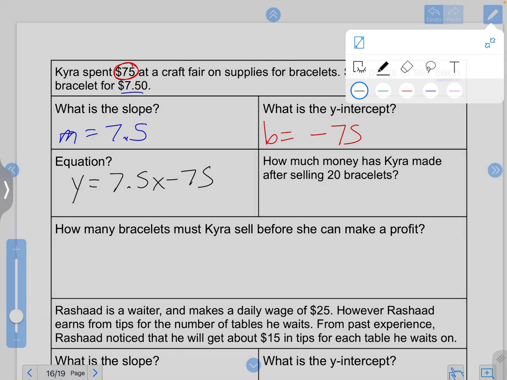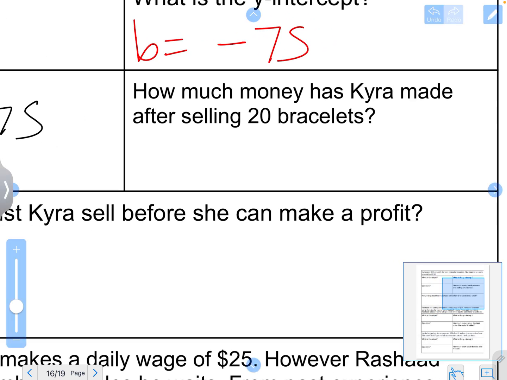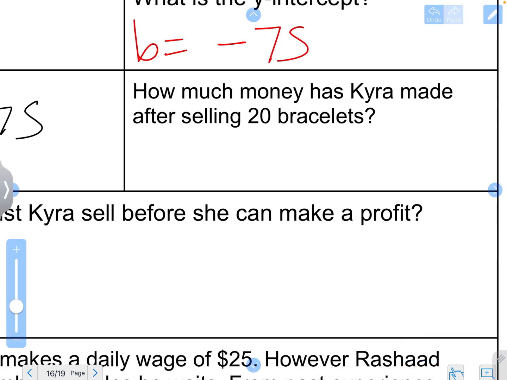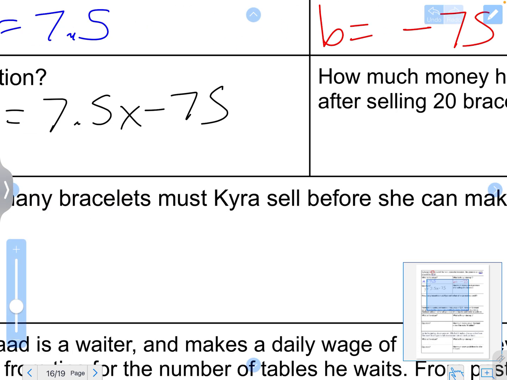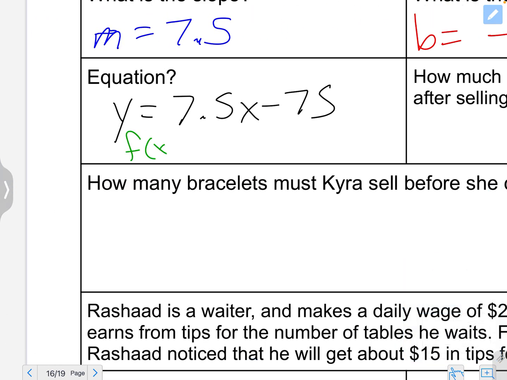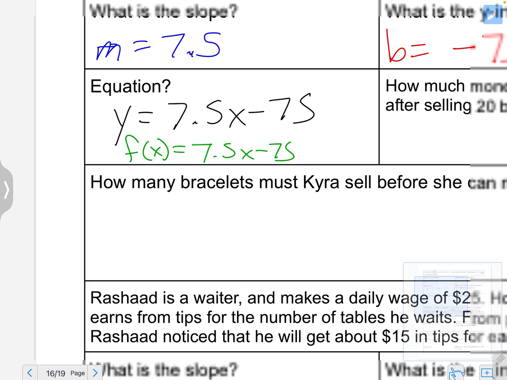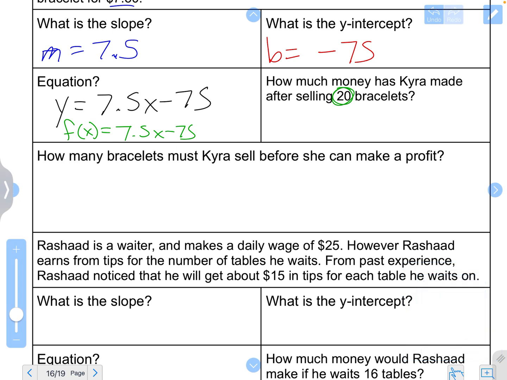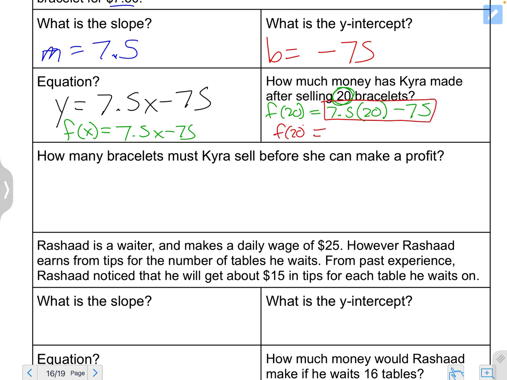So we want to know how much she has made after selling 20 bracelets. So you can use Desmos, but I'm actually going to show you how to do this math way, and we're going to go back to what we talked about during Unit 2, which is our function notation. So if we use our function notation, we're going to plug 20 in for x. So f of 20 equals 7.5, we replace the x with 20, minus 75. So I'm going to plug this into my calculator. And once I plug it into my calculator, f of 20 is going to equal $75.